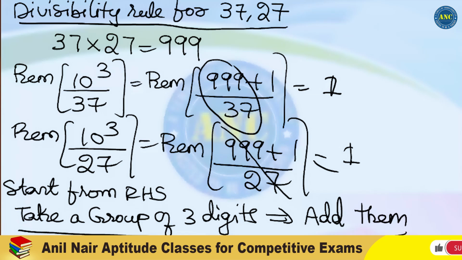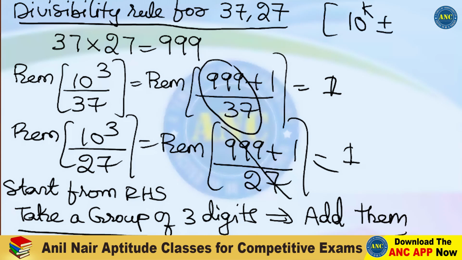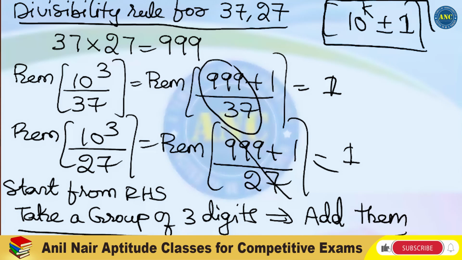37 into 27 is 999. Look out for numbers which are 1 less than 10 power k or 1 more than 10 power k. We are trying to find out the numbers which on product will give 10 power k plus or minus 1. Start from right hand side, take a group of 3 digits and add them. I hope the concept is clear.